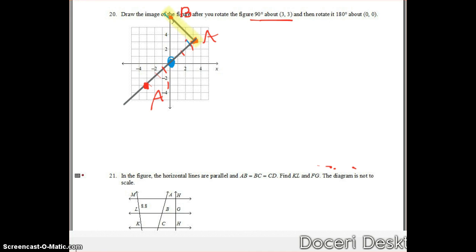And I'm going to do the same thing with B and draw a line from B all the way through the origin. It should be right along the y-axis, and it is 6 units from the origin. So B prime is going to be 6 units from the origin as well, which is approximately here. And I'm going to draw that segment. So your final segment should be here, which would be A prime, B prime.